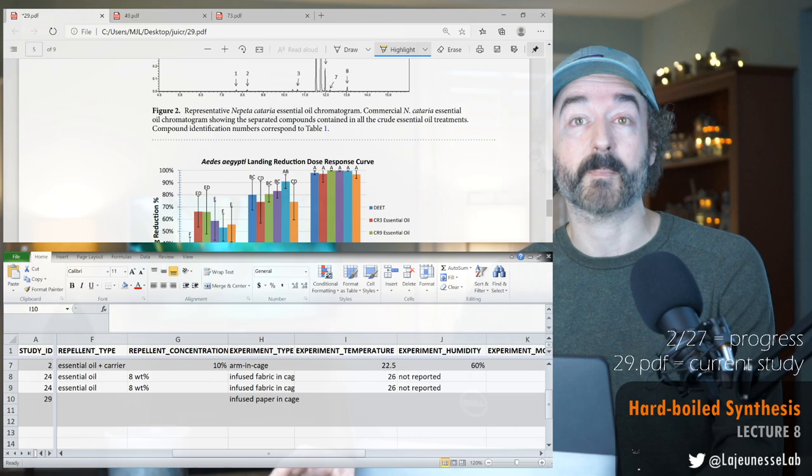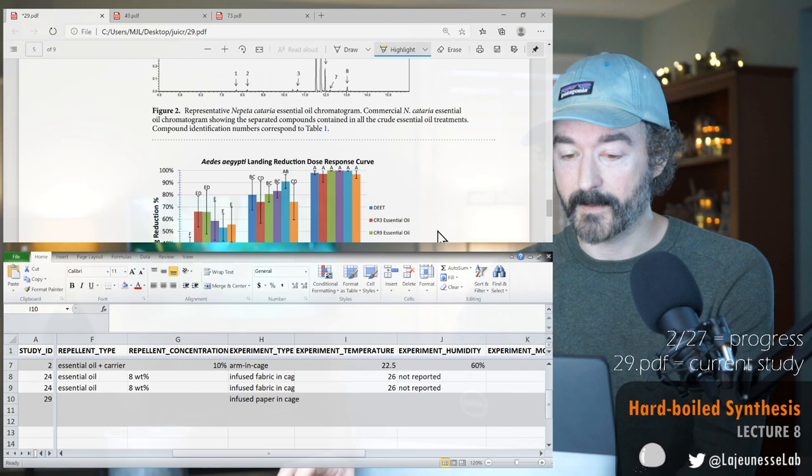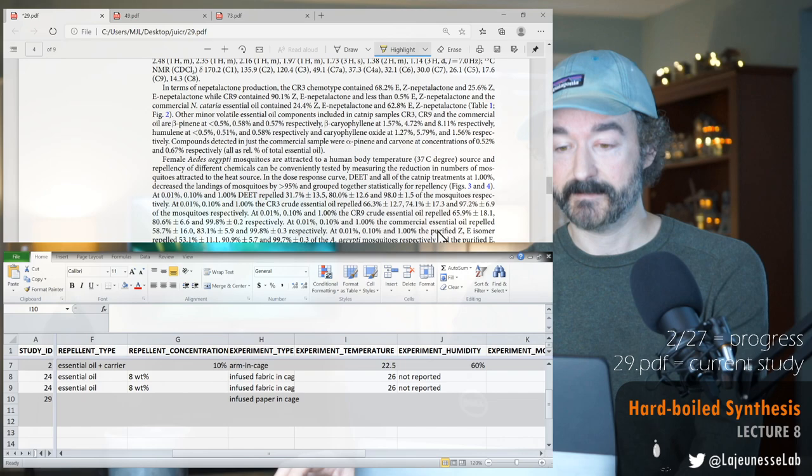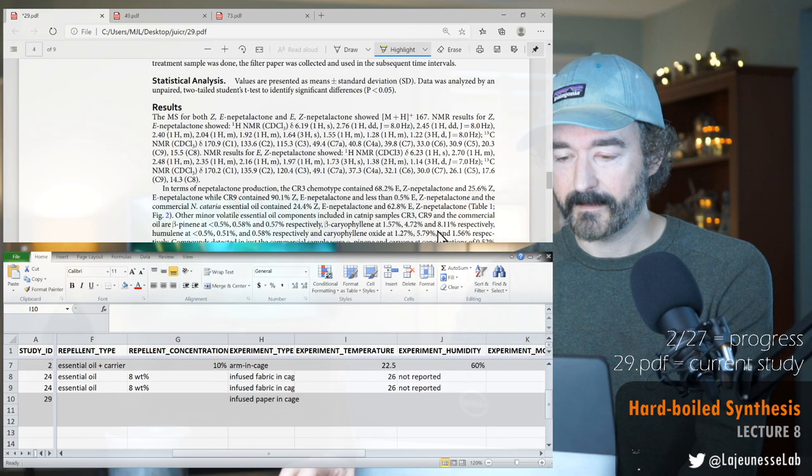The conclusion here is that all the chemicals repel. Doesn't look like there's much variability. And they report the numbers.